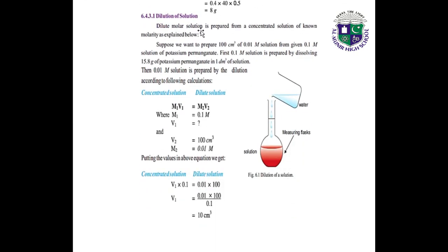A dilute molar solution is prepared from a concentrated solution of known molarity. Suppose we want to prepare 100 centimeter cube of 0.01 molar solution from a given 0.1 molar solution of potassium permanganate. First, the 0.1 molar solution is prepared by dissolving 15.8 grams of potassium permanganate in 1 decimeter cube of solution.